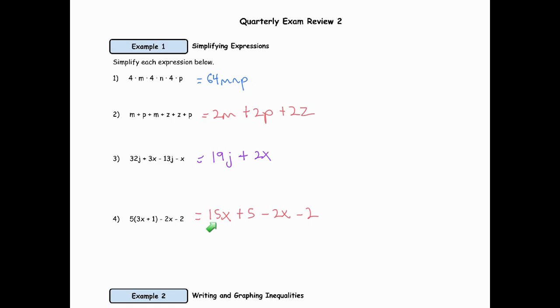Now we can start to look for like terms that we can combine, like the 15x and the 2x. Notice the 2x is being subtracted, so we'll subtract it from the 15x. That gives us 13x. Notice the constants are being added, so we'll bring that plus sign straight down, plus. And we have 5 minus 2, which is 3. So we get 13x plus 3.